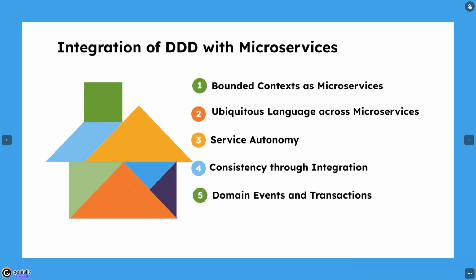Each microservice should maintain a consistent and shared understanding of the domain language, ensuring clear communication between teams and stakeholders. Next one is service autonomy. Microservices maintain autonomy in their design and implementation, aligning with the principles of bounded contexts in domain-driven design.